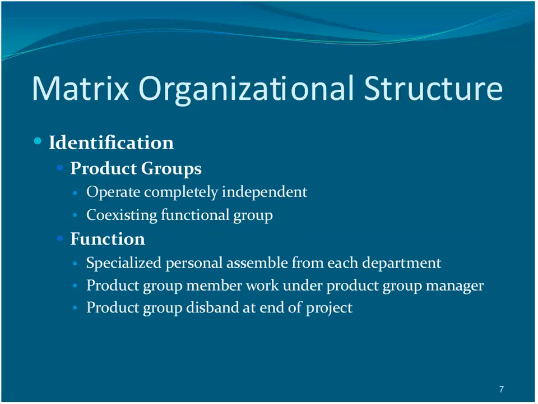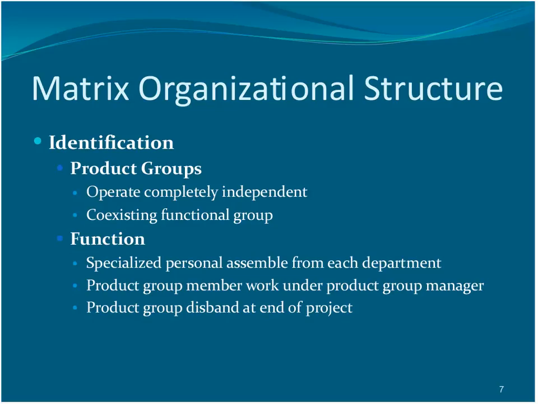In this slide, I want to talk about the matrix organizational structure, and its identification. In this organizational structure, the work is more on product groups rather than in the functional parts of the organization. The product groups are groups of employees from multiple functional areas of the organization. The product groups operate completely independently, and there can be coexisting functional groups. We will talk about the functional groups and product groups.